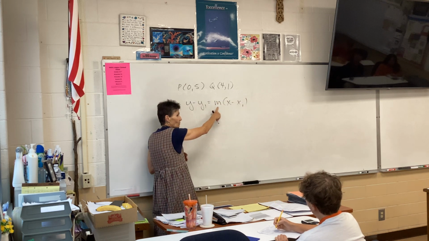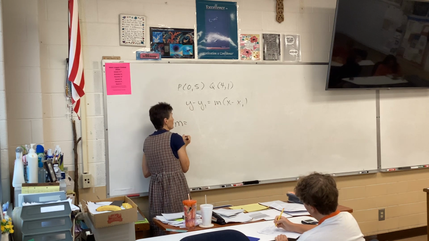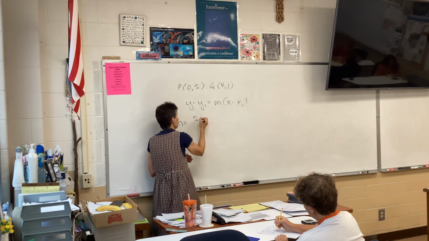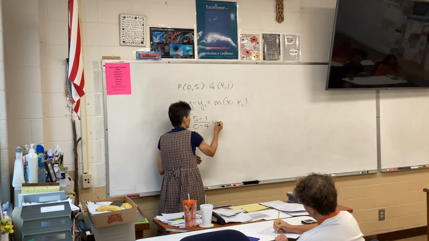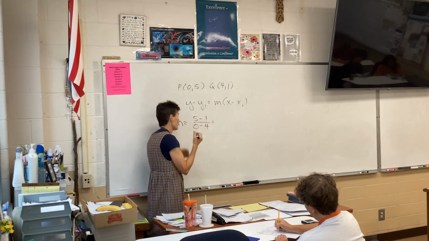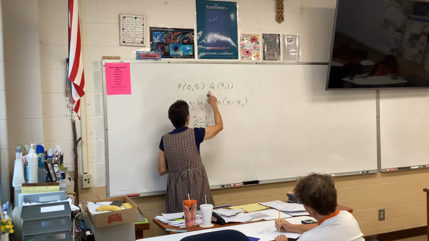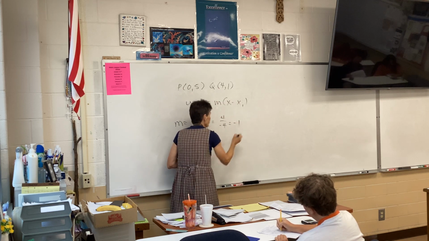First thing I did was find the slope. So here we go. Good review. Slope is y minus y over x minus x. Right? Yes. And I'm careful about the order that I do it. So I got, looks like -1.